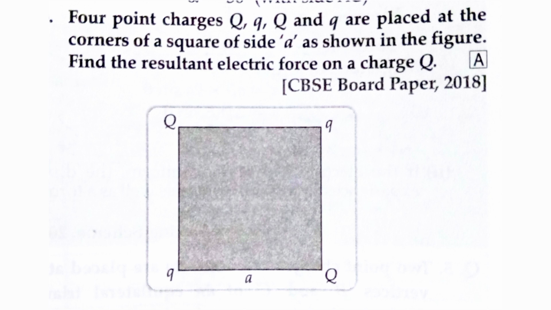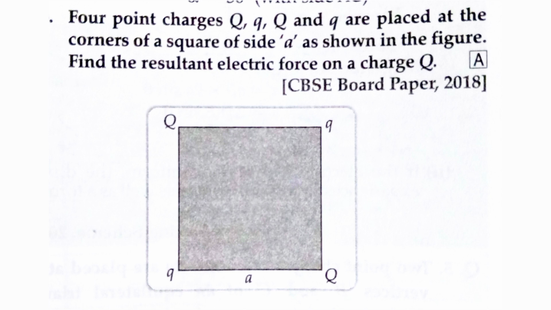The first question was asked in the 2018 CBSE board paper. The question is: four point charges Q, q, Q and q are placed at the corners of a square of side a, as shown in the figure. Find the resultant electric force on a charge Q.